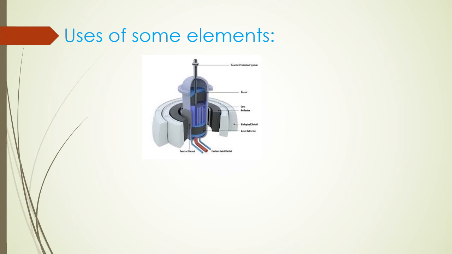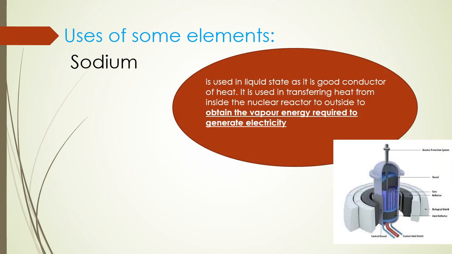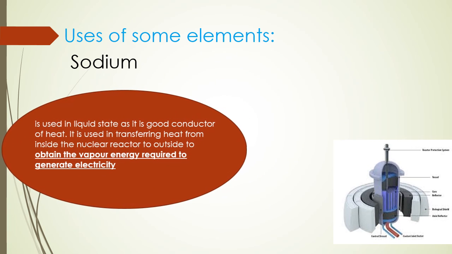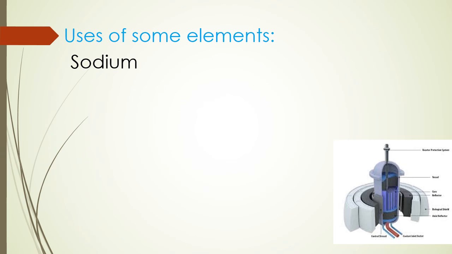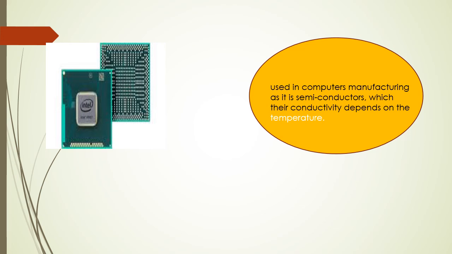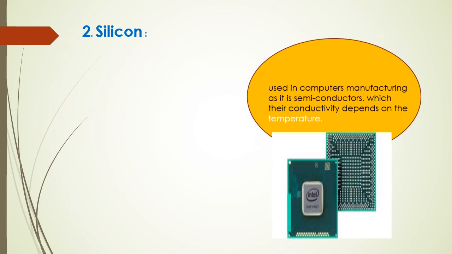Uses of some elements. Number 1, sodium. Sodium is used to transfer heat energy in a nuclear reactor from inside to outside due to being a good conductor of heat, and it is used for vapor energy which is required to generate electricity. Number 2 is silicon. Silicon is used in computer manufacture because it is a semiconductor of electricity, and its conductivity depends on temperature.